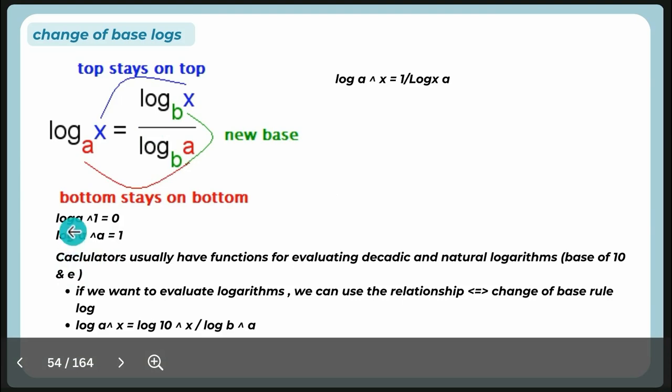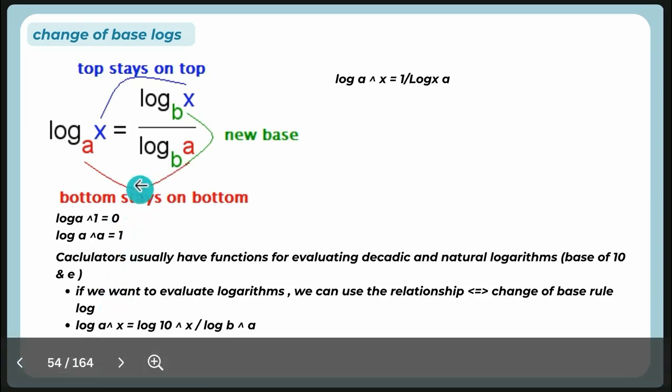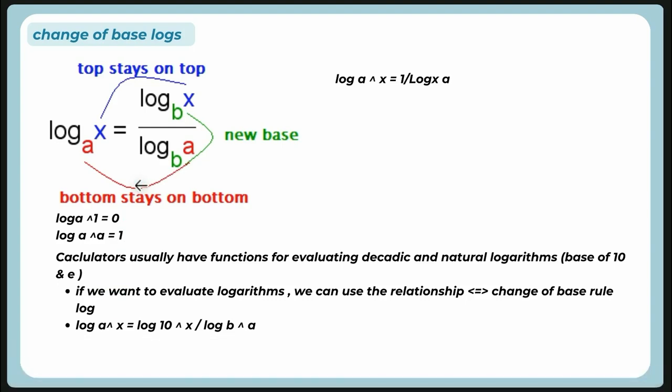So log a of 1 is equal to 0, and log a of a is equal to 1. That was from before. Calculators also usually have functions for evaluating decadic and natural logarithms, with bases 10 and e. If you want to evaluate logarithms, we can use the change of base rule: log a of x is equal to log 10 of x over log 10 of a. Okay?